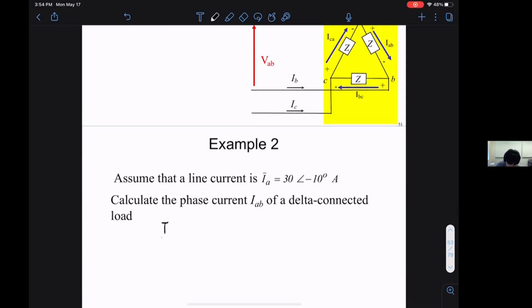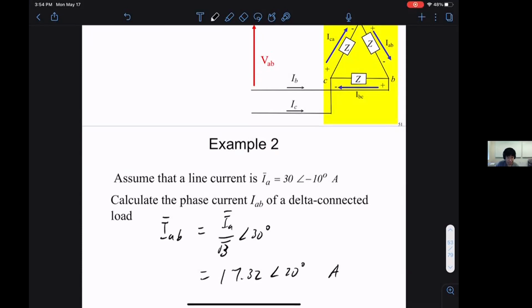So here, if you do the conversion, this is IAB. If you look at the equation, this is IA divided by √3, angle 30 degrees. Plugging in the numbers, we get 17.32, angle 20 degrees. Any questions?